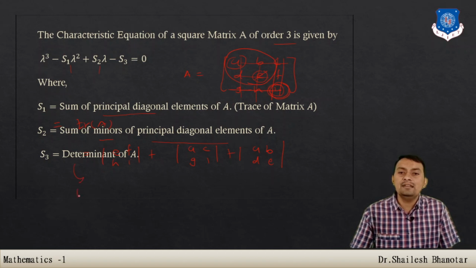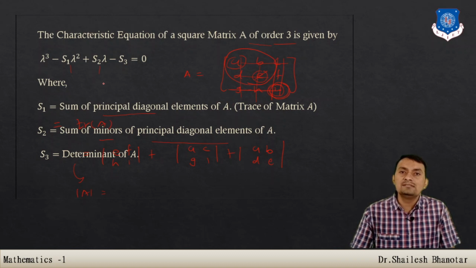That is the determinant, and that is what? That is what you can determine. But whenever you replace S1, S2 and S3, you will get the characteristic equation when we have the matrix A of the order 3. So mind well, S1 is nothing but the sum of principal diagonal elements of the matrix A, that is known as the trace of the matrix A.